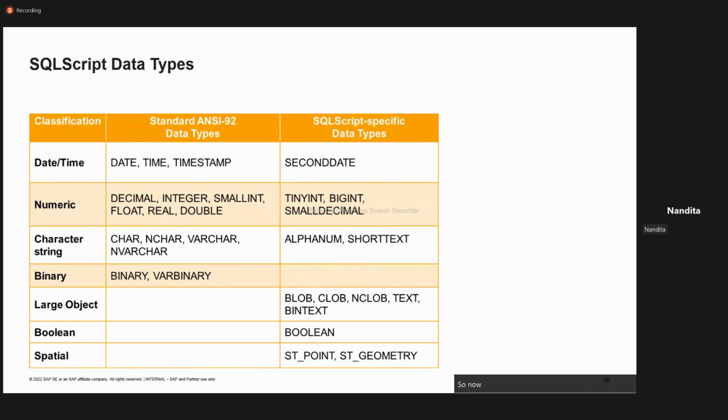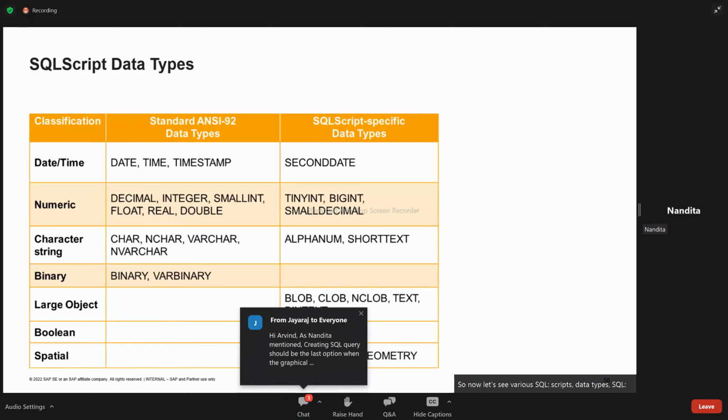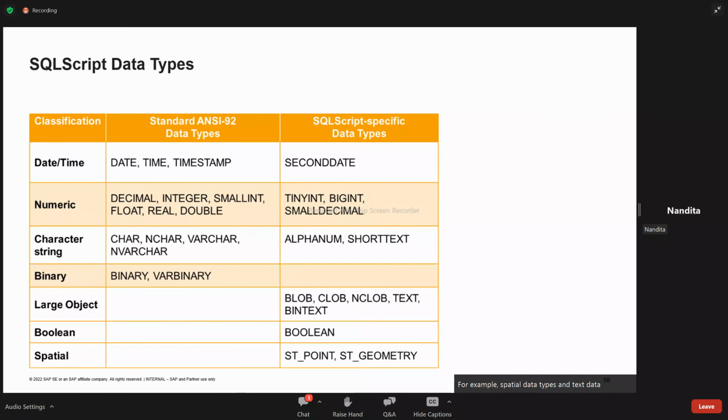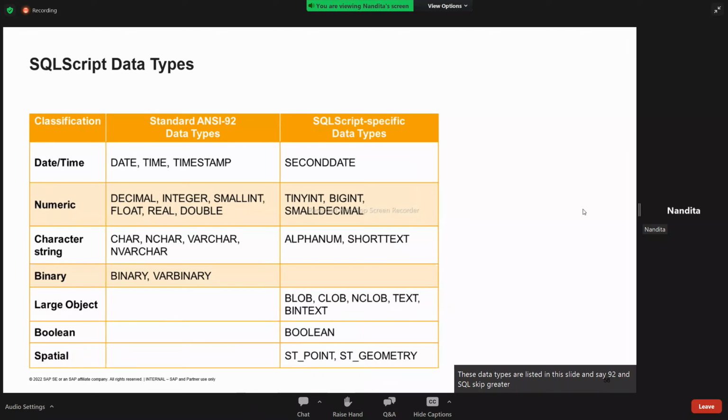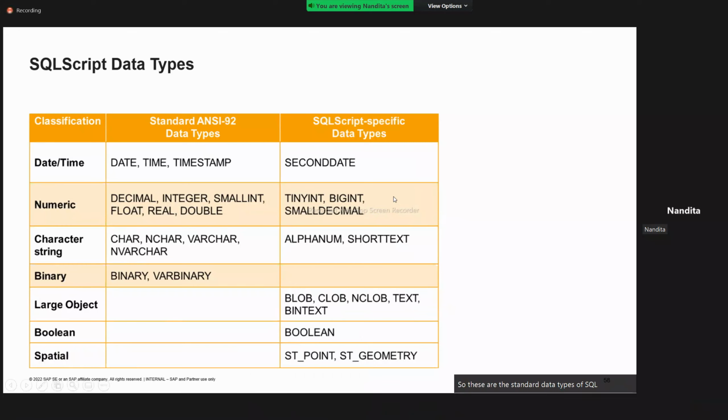So now let's see various SQLScript data types. SQLScript also adds extra data types to help address missing features from standard SQL, for example, spatial data types and text data types. These data types are listed in this slide, ANSI 92 and SQLScript data types. So these are the standard data types of SQL and these are the SQLScript specific data types. You can see that these all are already included and these are the additional data types that are supported in SQLScript.